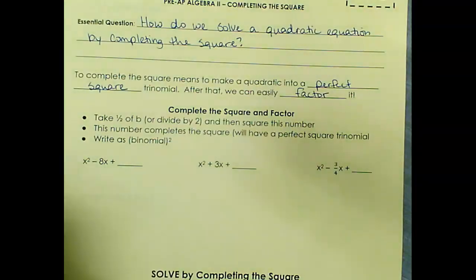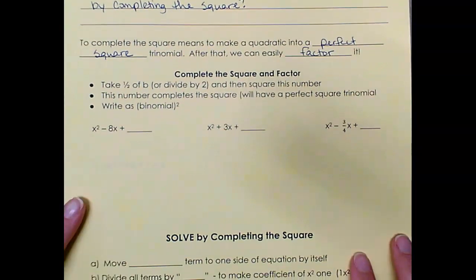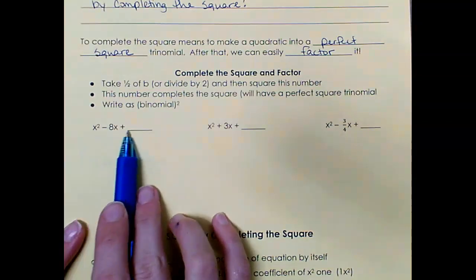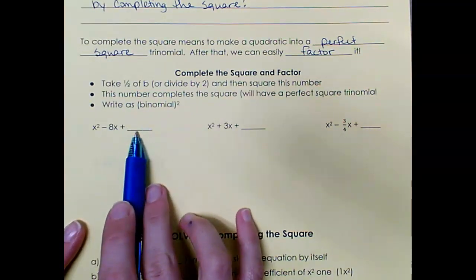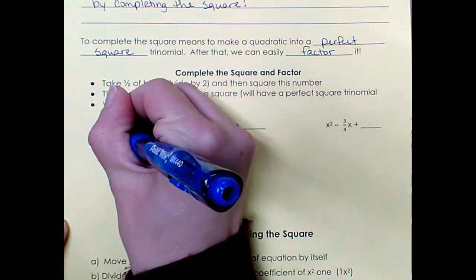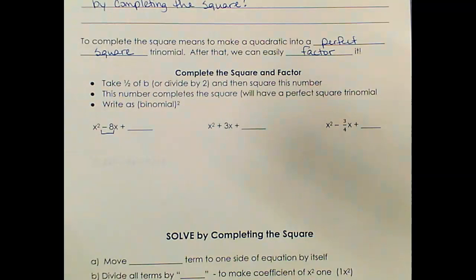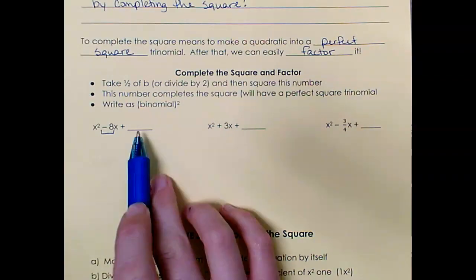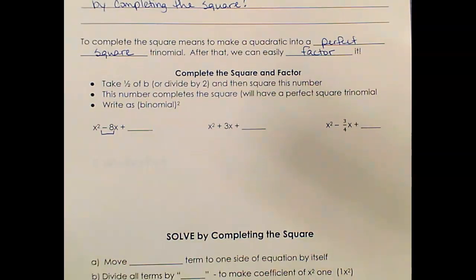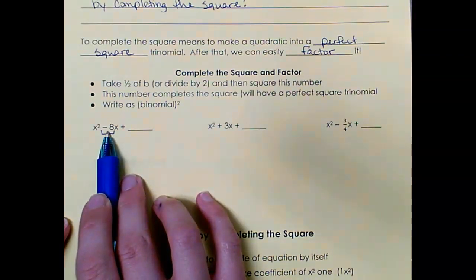So, with all that being said, let's practice what it means to complete the square. I'm going to have problems like this, and I need to fill in a constant to complete the square. I want to take half of the b term, which remember is this right here. I'm going to take half of that, or divide it by 2, and then square this number. This completes the square. That's what will go right here as your constant. We'll have a perfect square trinomial, and then you'll be able to factor it and write it as a binomial squared. So let's practice. I'm going to take my b term, which is -8.